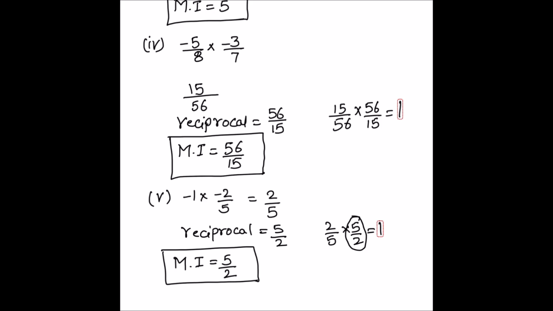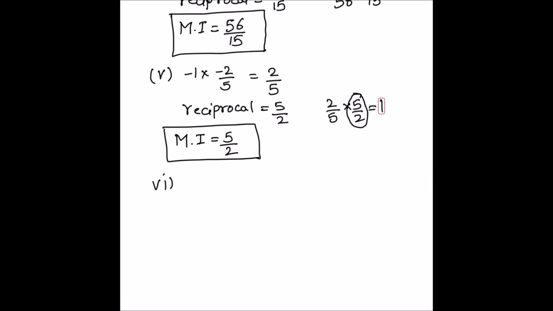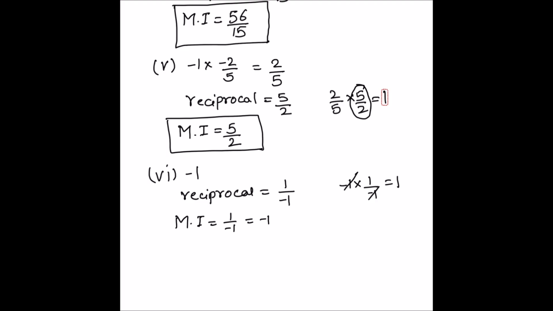Let's do the next part. It is minus 1. To find the reciprocal of minus 1, we change the numerator, which is minus 1, to the denominator, and the denominator of minus 1 is 1, so the numerator will be 1. So the reciprocal of minus 1 is 1 upon minus 1. Let's multiply the two. Minus 1 times 1 upon minus 1. These two get cancelled and we'll get 1. So this is the multiplicative inverse of the number. The multiplicative inverse of minus 1 is 1 upon minus 1, which is minus 1.